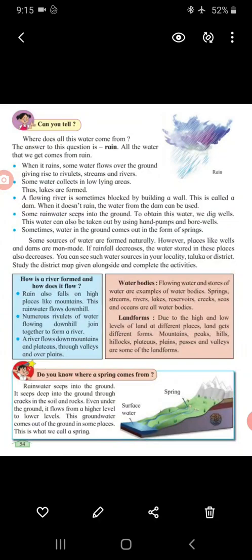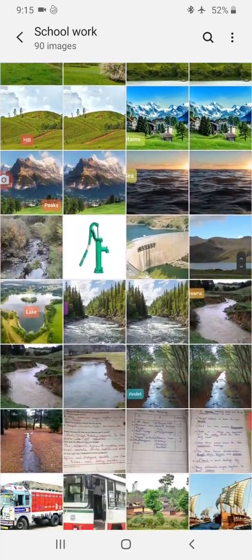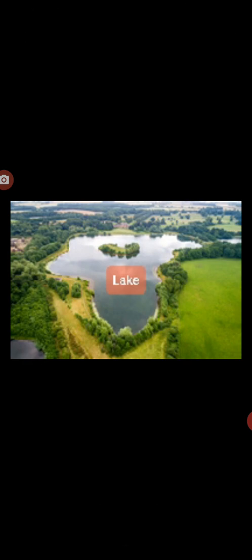Next point. Some water collects in low-lying areas, thus lakes are formed. So children, lakes. Now what is a lake? Lake means a large area of water surrounded by land. So you can see over here, the lake. On every side there is land and inside what is there? Water is there. Okay. So a large area of water surrounded by land is called a lake.